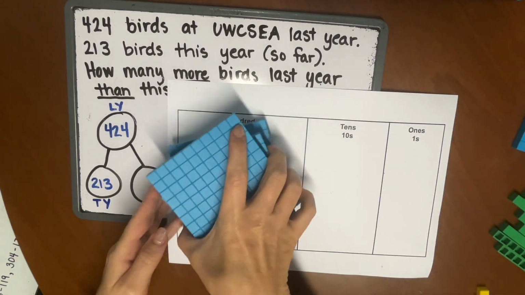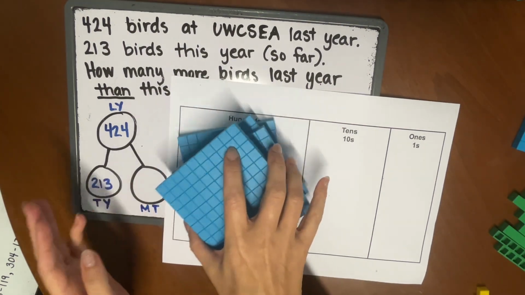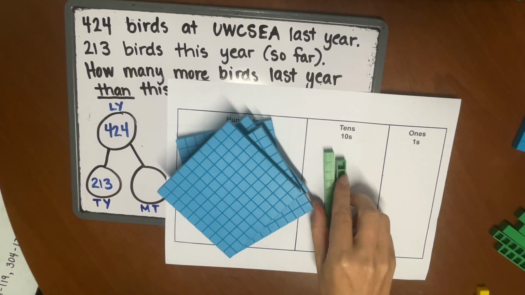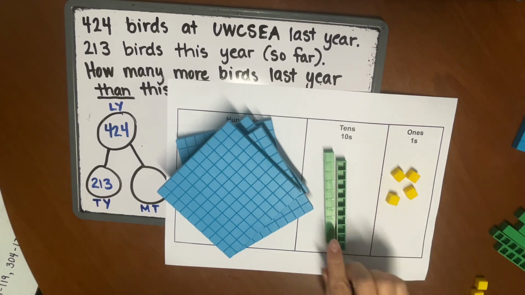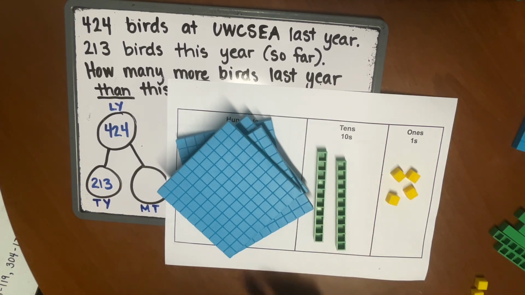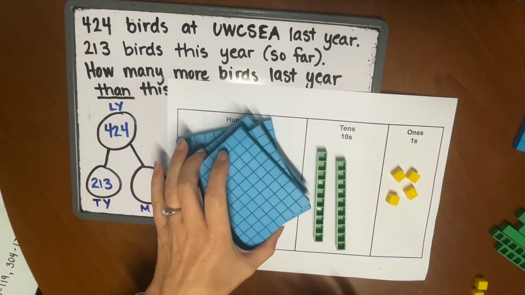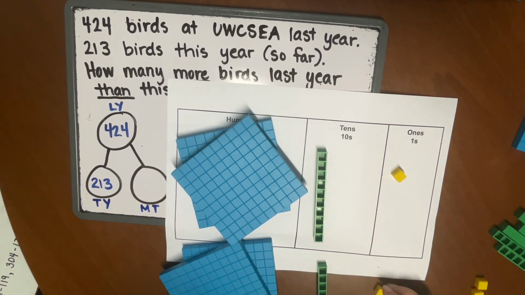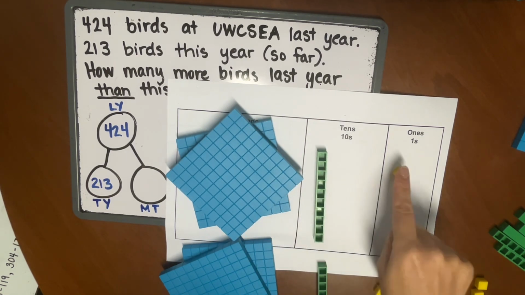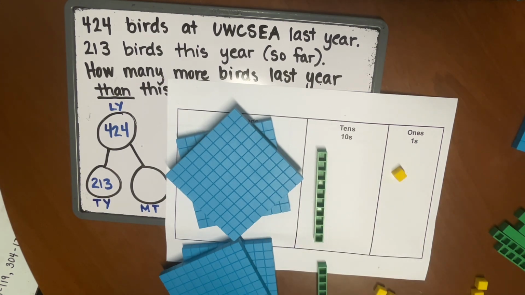400, so I'm going to do 400s. 1, 2, 3, 4, 20, and 4 were seen last year. Now we haven't seen as many birds this year. We know it was 213 that we have seen. So I'm going to take away 200, a 10, and 3 ones. I can take all those away really easily. So this is how much we've seen this year. How many more do we need to see to have the same as last year? Well, I have 200s, 1 10, and 1 1, so 211.